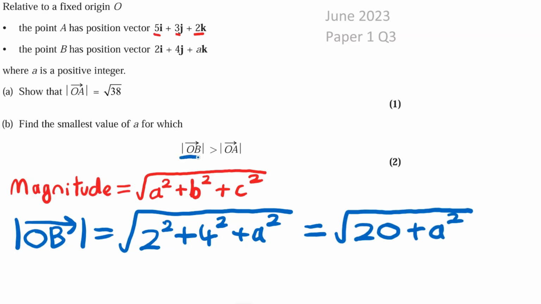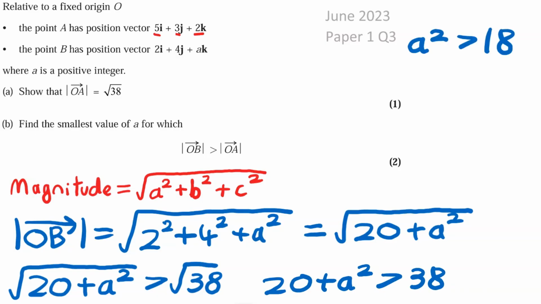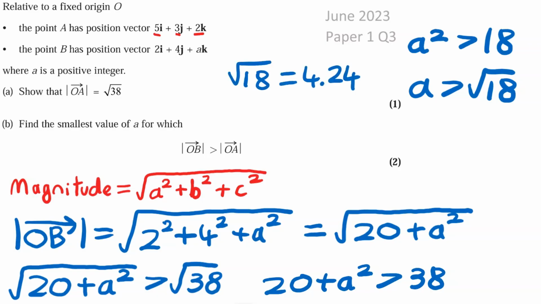Now, as we have the magnitude of OB and OA, we can sub these values into this inequality. So we get that the magnitude of OB, which is the square root of 20 plus a squared, is bigger than the magnitude of OA, which is root 38. Then we can rearrange this in order to make a the subject of the inequality. We can square both sides, so we get that 20 plus a squared is bigger than 38, and then minus 20 from both sides, we get that a squared is bigger than 18, and then take the square root of both sides, so we get that a is bigger than root 18. Root 18, if you put it into your calculator, is about 4.24. So what this means is that a is bigger than 4.24.